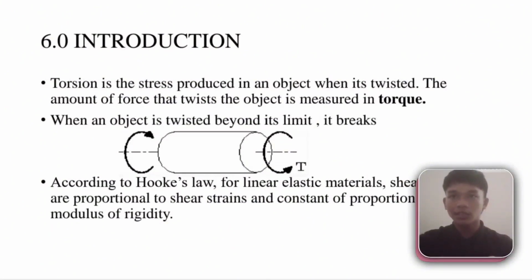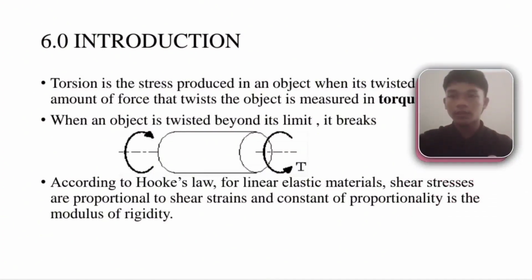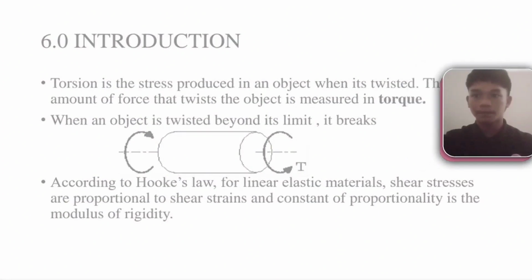For the introduction, torsion is the stress produced in an object when it's twisted. The amount of force that twists the object is measured in torque. When an object is twisted beyond its limit, it will break. According to Hooke's law, for linear elastic material, shear stresses are proportional to shear strain, and the constant of proportionality is the modulus of rigidity.